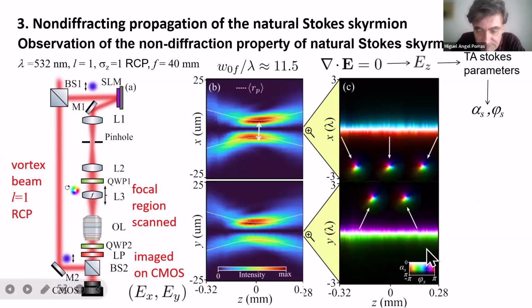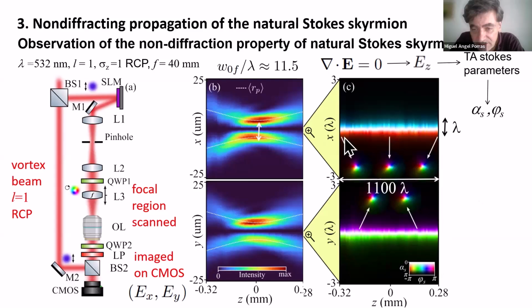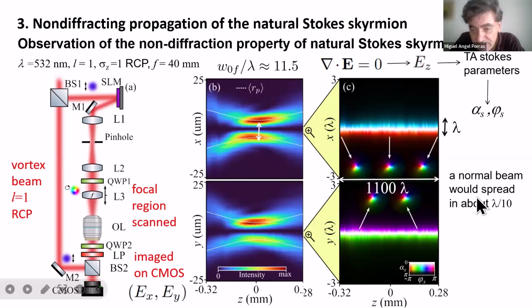Even at different propagation distances, it doesn't change, being confined in about one wavelength, and this axial propagation distance is more than 1,000 wavelengths. This is huge. For comparison, a normal beam will spread completely in about one wavelength, so there is a difference of 4 orders of magnitude.